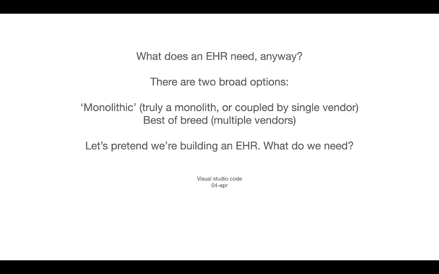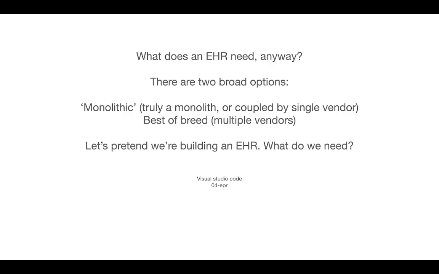So if you just think about an electronic health record, what do we actually need? Well, there are two broad options. You can buy a monolith. So you buy it from, say, Epic, which is a monolith, or you buy it from Cerner, and actually that's not a monolith really, but they've done the work to glue it all together so it feels like a monolith. Or you buy all these bits and pieces.